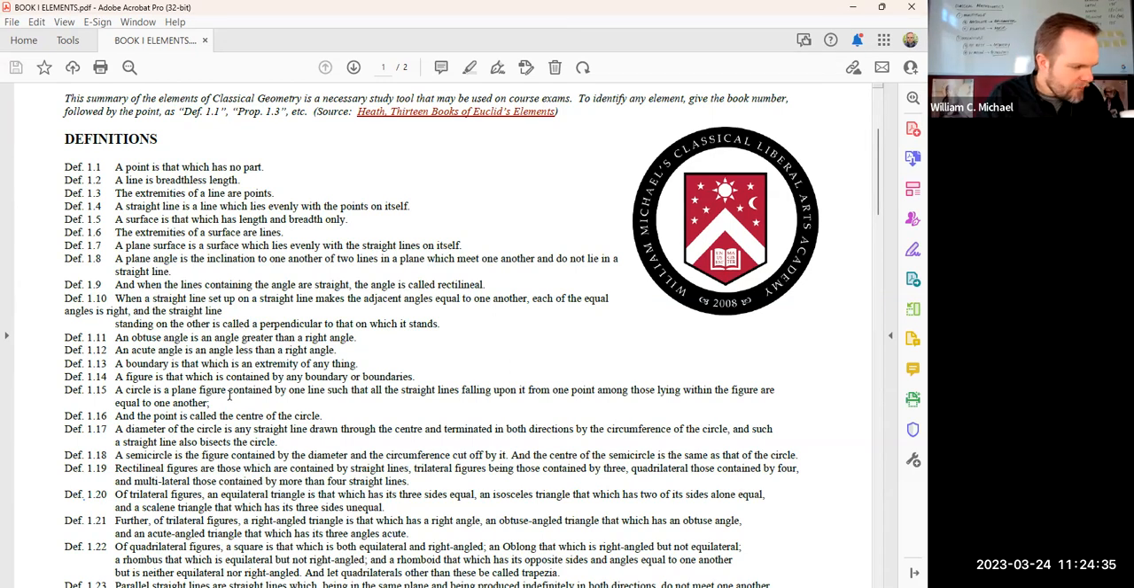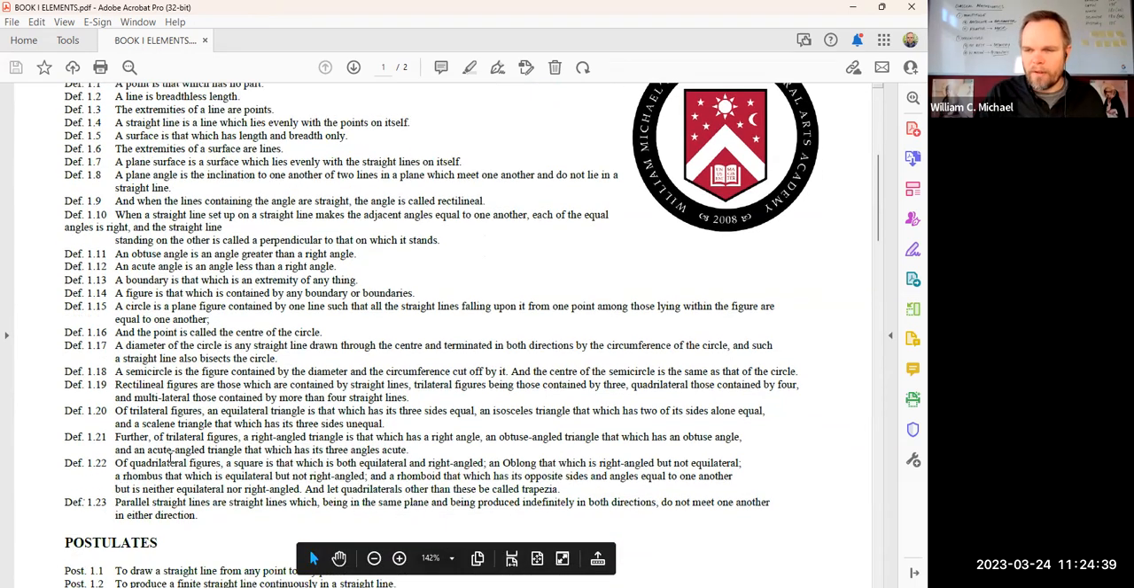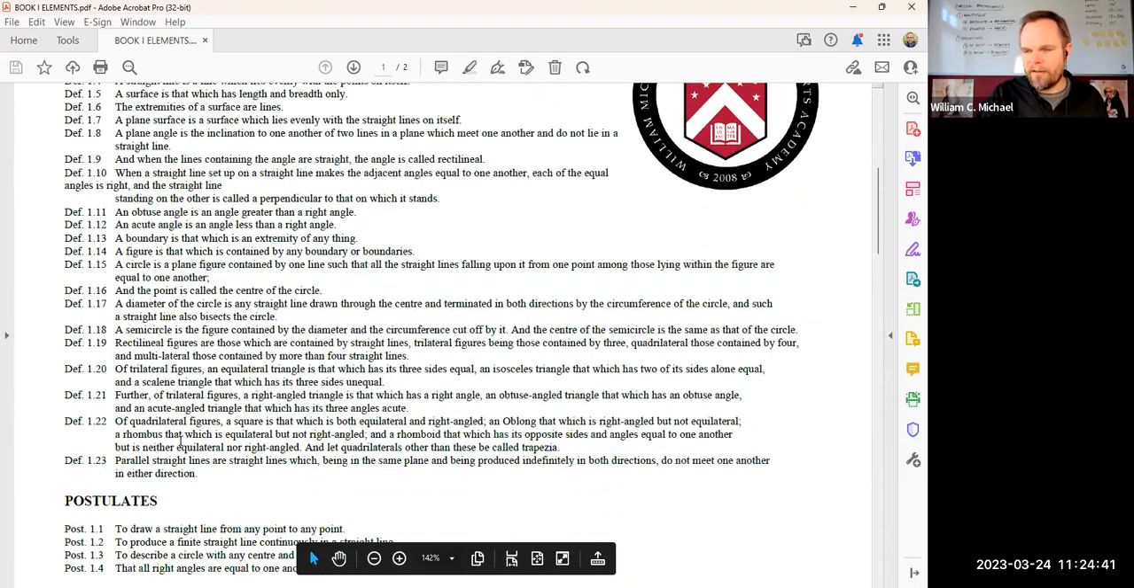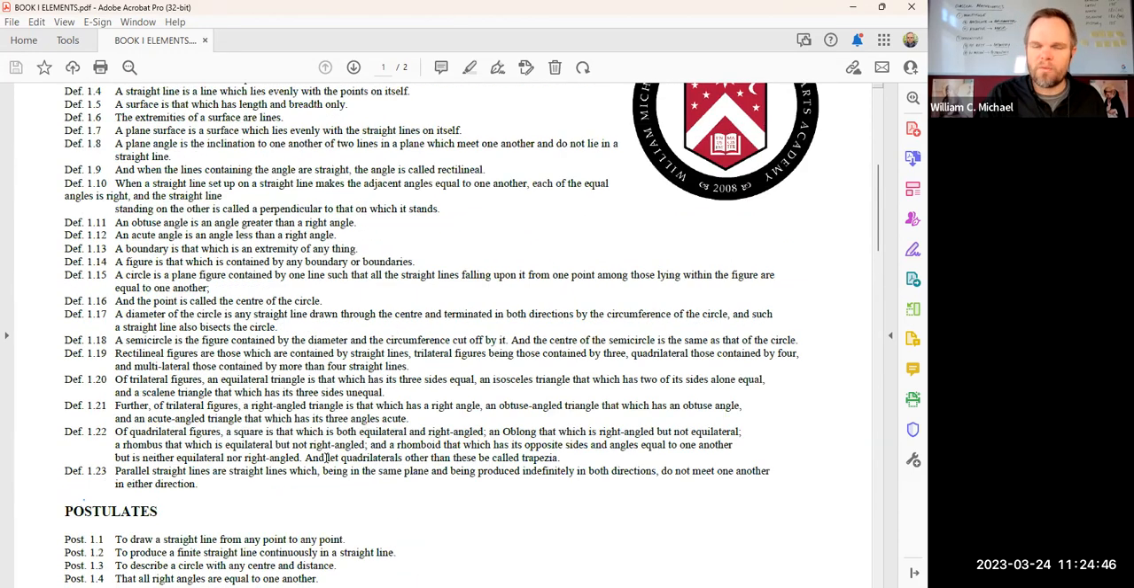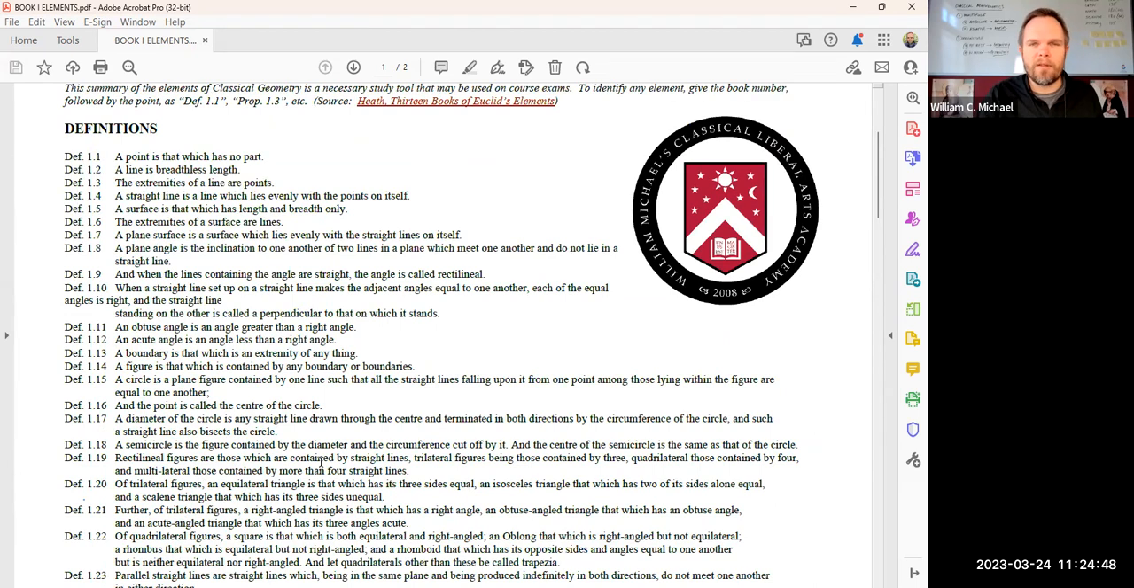So we've got 23 definitions, four postulates, and five axioms that need to be learned. So let's just walk through them together just to make sure all the language is clear. And I'll make a couple of notes just to avoid any confusion so you can study them without any trouble.